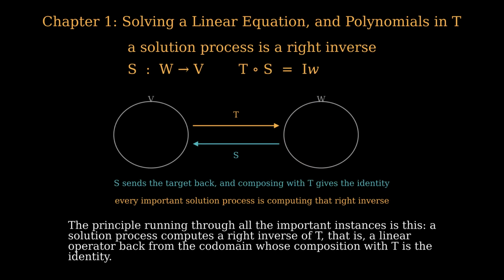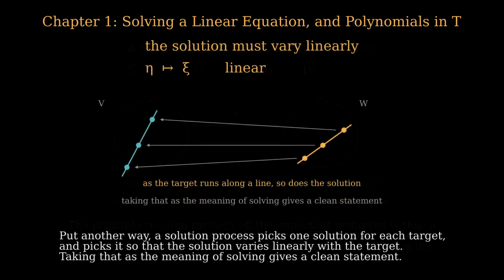The principle running through all the important instances is this. A solution process computes a right inverse of T, that is, a linear operator back from the codomain, whose composition with T is the identity. Put another way, a solution process picks one solution for each target, and picks it so that the solution varies linearly with the target. Taking that as the meaning of solving gives a clean statement.